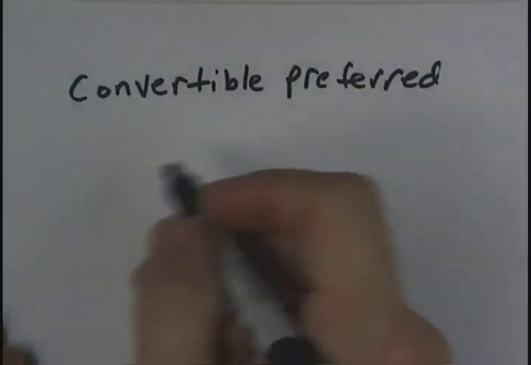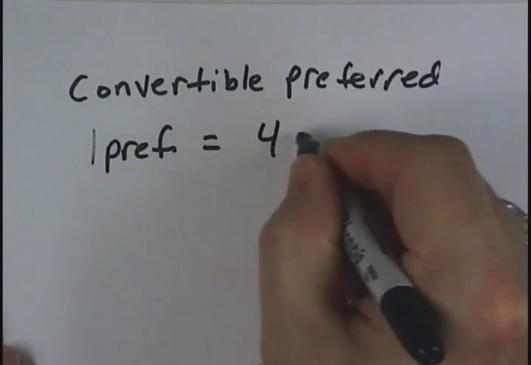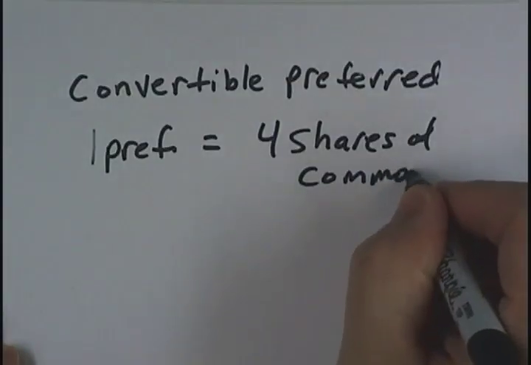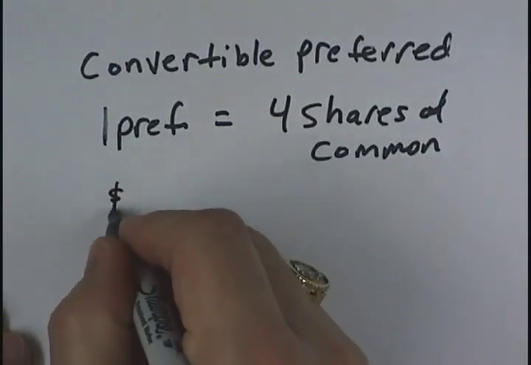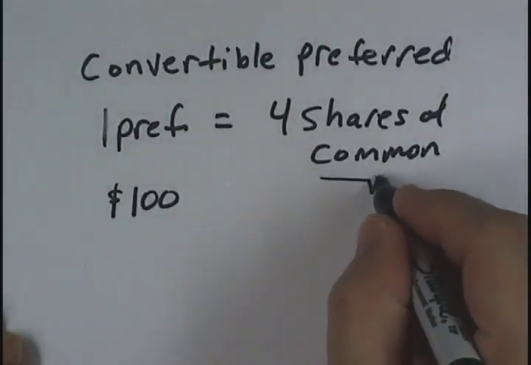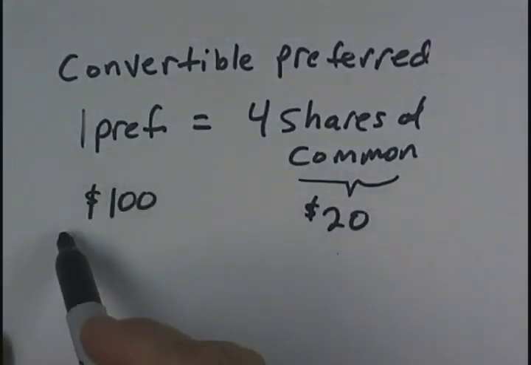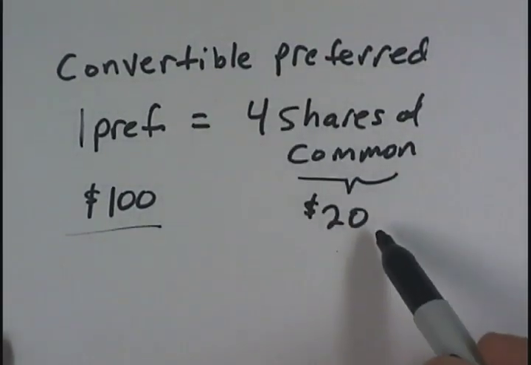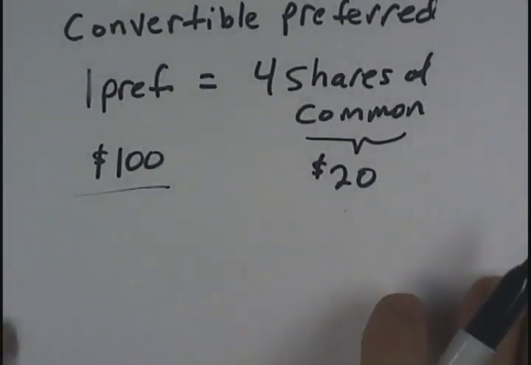Let's think about a situation where convertible preferred stock could be converted into, say, 4 shares of common stock. And suppose our preferred stock is selling at $100 per share, and our common stock is selling at $20 per share. Well, in that case, I would prefer to hang on to my preferred shares. I would not convert it into common stock because that way I would get 4 shares worth $20 per share. My preferred stock is worth more, so I'll keep it.